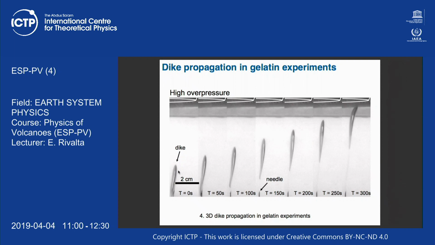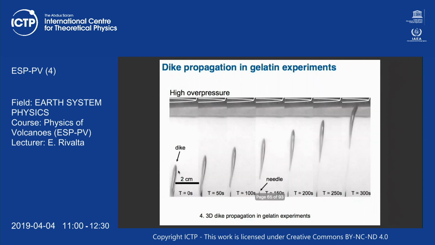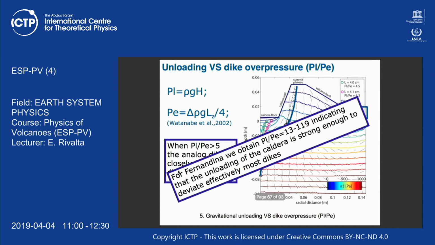So you can see here in the result of this experiment, this dike is bigger and this dike is smaller, and it will turn much earlier. This one is actually erupting in the caldera floor, and this one is erupting outside as a circumferential dike.